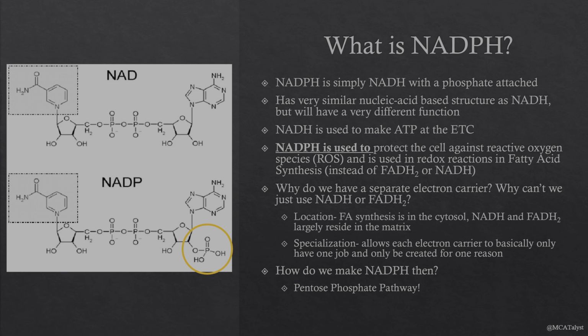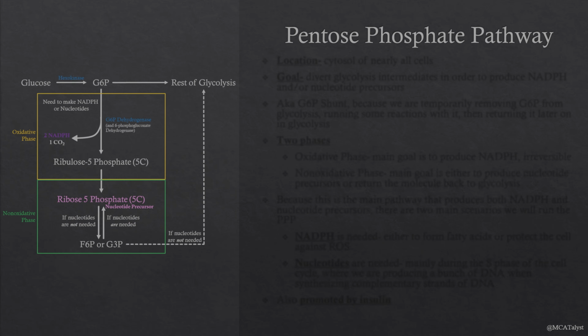This is going to be another process that's occurring in the cytosol. So the pentose phosphate pathway, or PPP for short, is going to be in the cytosol of pretty much every single cell. It actually has a few different goals that go beyond producing NADPH for fatty acid synthesis. Basically, every single cell is going to need NADPH.